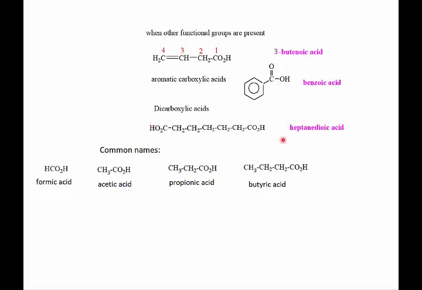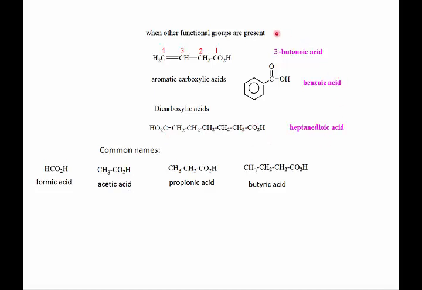In this example, the way you name it, count all the carbons. That's 1, 2, 3, 4, 5, 6, 7. The starting name is heptane. And then, because there are two carboxyls, you say di, and because the usual ending for carboxylic acid is oic acid, the name of this compound is heptanedioic acid.